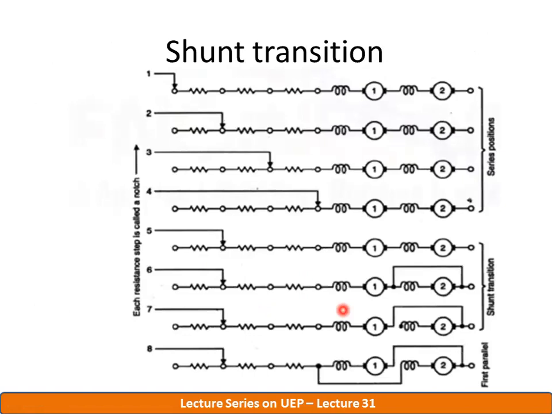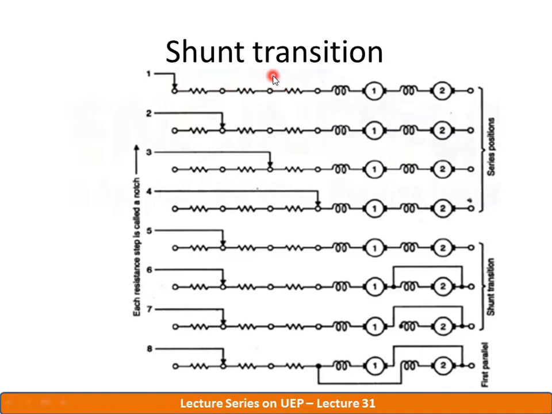So as we know, initially the two motors are connected in series. Later they are connected in parallel. Initially more torque is required in order to overcome the inertia. Then, in order to take the load, the two motors are connected in parallel. In order to shift the motor from series operation to parallel operation, the shunt transition method is used.